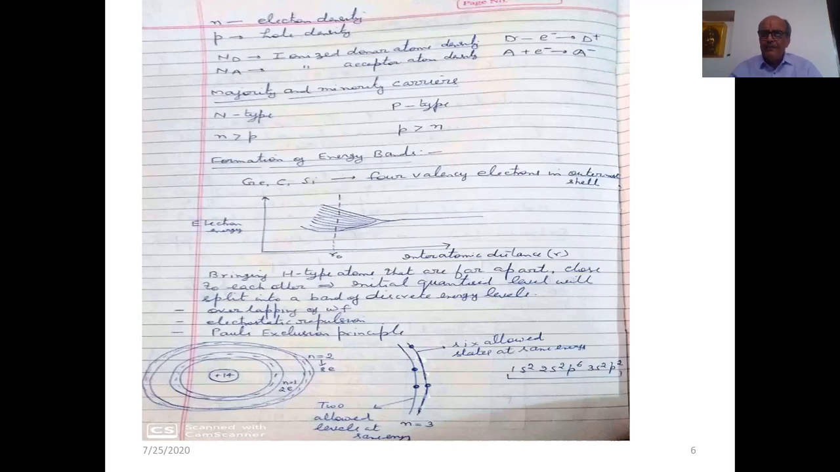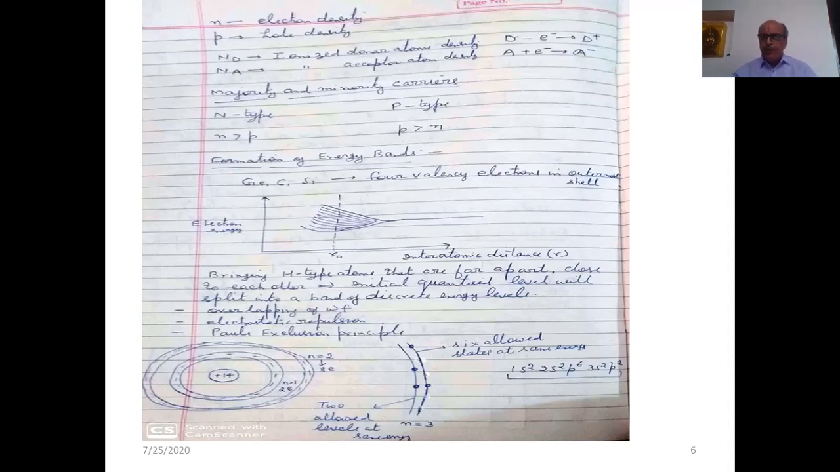Now if they are brought together, initially they are far apart, so the distance between them is very large, so we can call them isolated atoms. They correspond to the discrete energy levels. But if we bring them together, if the hydrogen type atoms are brought together, then when they come together, the initial quantized level will split into a band of discrete energy levels.